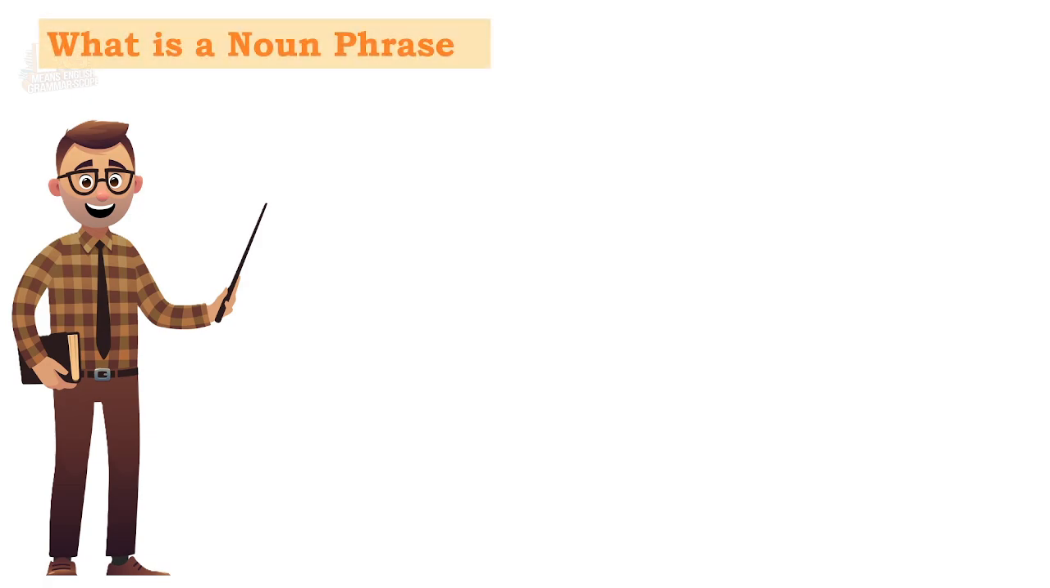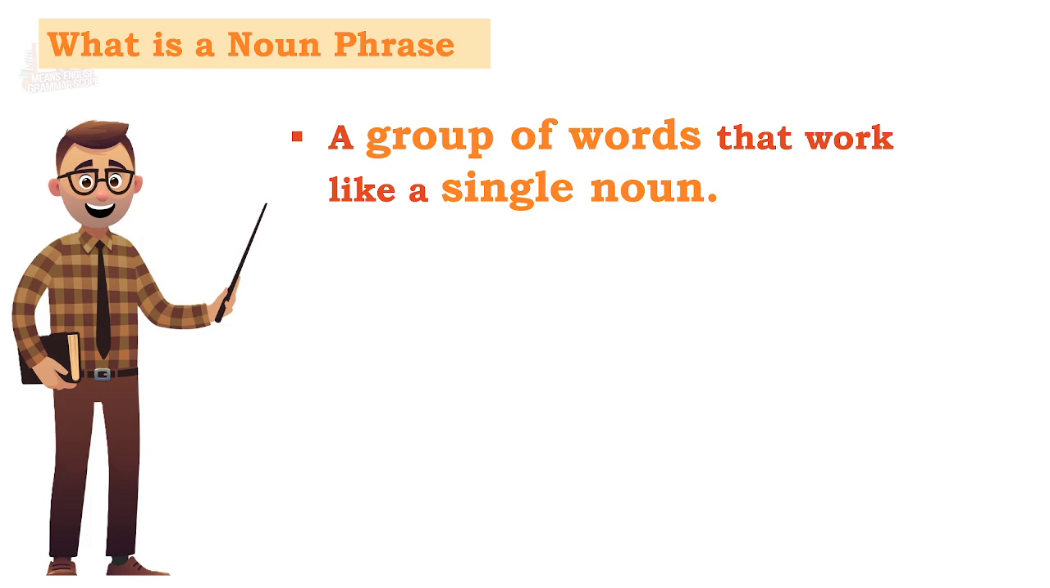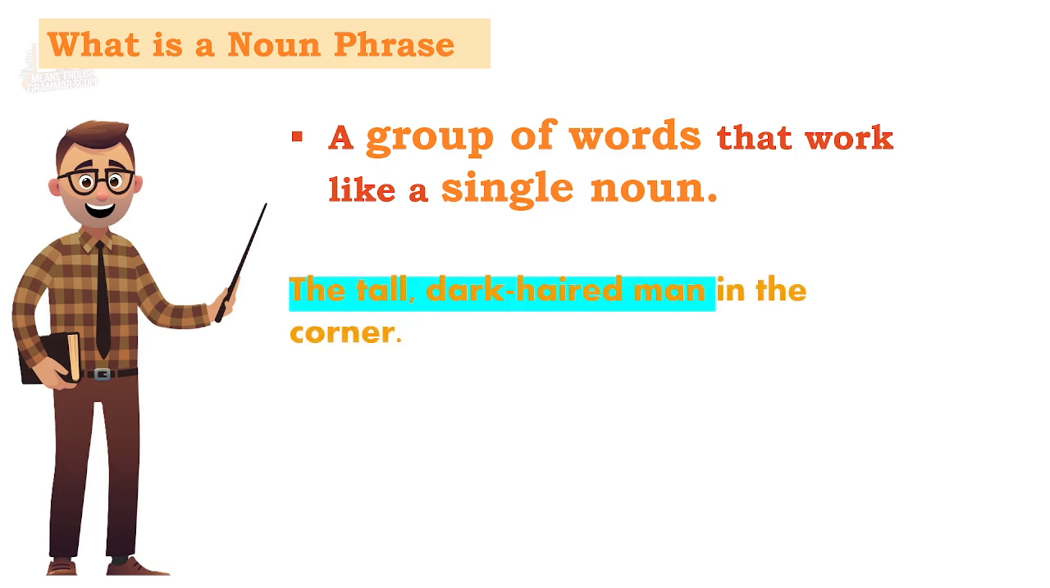First things first, let us see the definition. What is a noun phrase? A noun phrase is a group of words that work like a single noun. As you know, a sentence is a group of words, right? So in a sentence there is a section of words which work like a single noun, and that part is a noun phrase.